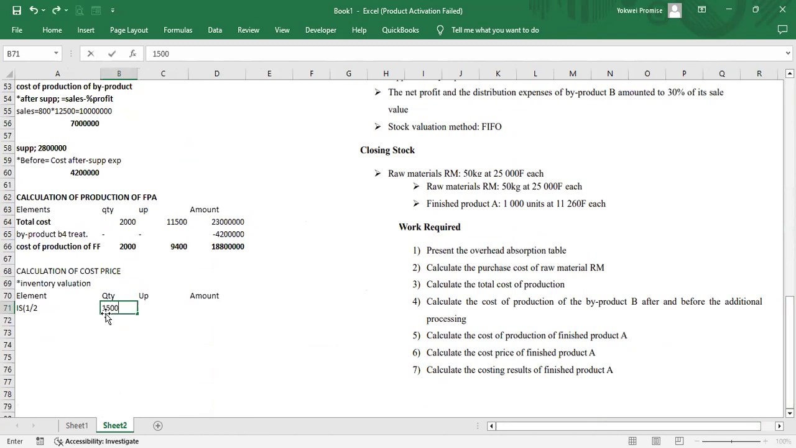Okay, 1,500. And then the unit price is 10,500 also. So with the amount, we have this times this. We have the amount. So the next thing that I guess will be, or let me go and check.